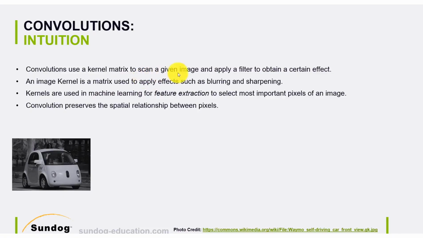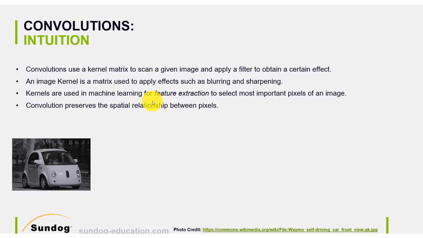So convolutions use a kernel matrix to scan a given image. That's my given image, and I want to scan over it to give me a certain effect, whatever effect I want. An image kernel is a matrix used to apply effects such as blurring and sharpening. We can do whatever with them, okay?